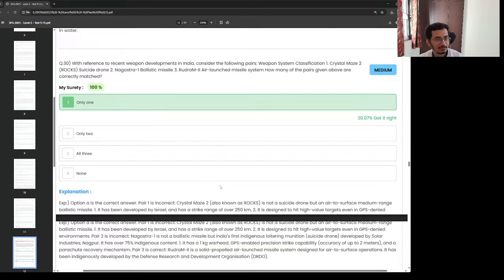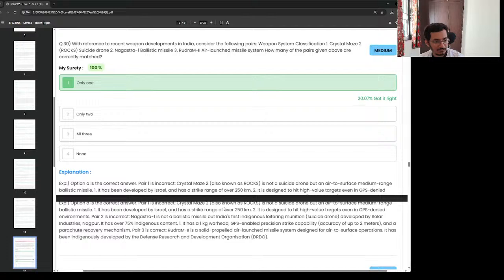Crystal Maze, also known as Rocks, is an air to surface medium range ballistic missile. Okay, Crystal Maze, air to surface ballistic missile. The name doesn't make any sense, right? Or Rocks. So you're basically throwing rocks from air to surface. Oh, it's air to surface. It has been made by Israel, and designed to hit high value targets in GPS denied areas. Oh, okay. That's why it's called Crystal Maze. Is it similar to the sling thing they have? David's Sling.